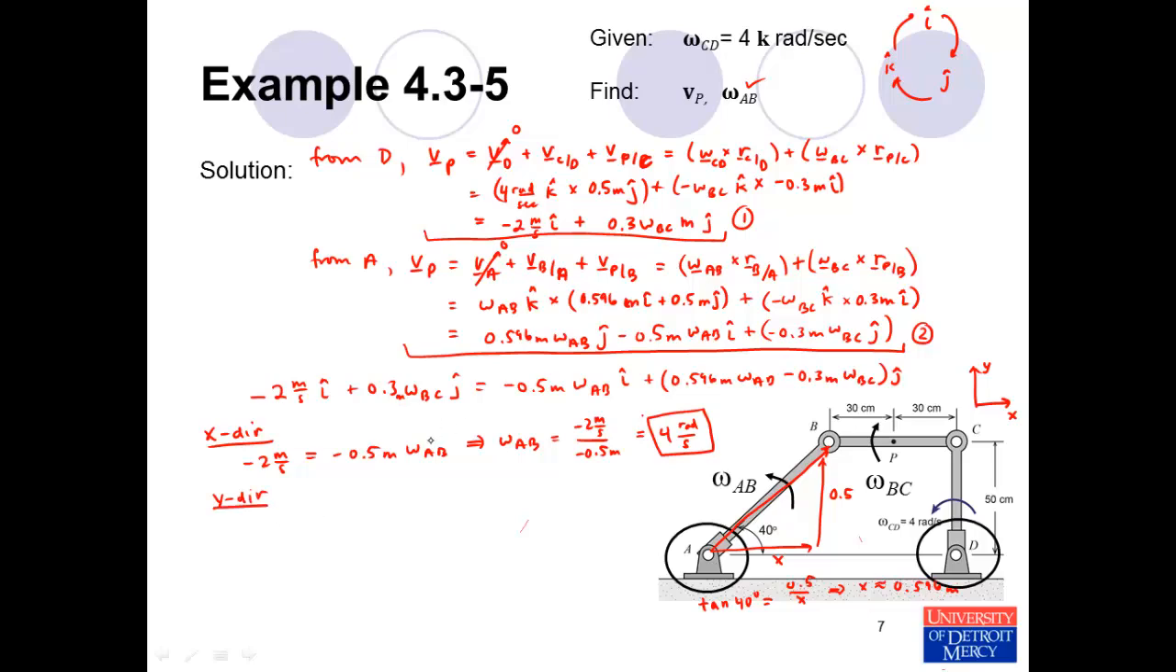And so on the left-hand side, we have 0.3 meters times omega BC. On the right-hand side, we have these terms, 0.596 omega AB, which we just found to be 4, minus 0.3 omega BC. So from this equation, we have only one unknown, the omega BC, and we can solve for that.